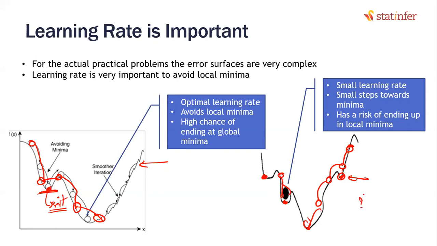Can you really see this error graph? Tell me, can you really see this? Can you draw the error graph and see it for that many, almost like 5,000 weights? Can we see it? We cannot see it. That is why we need to work with the learning rate.